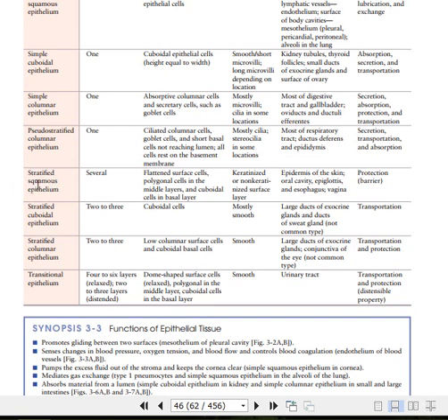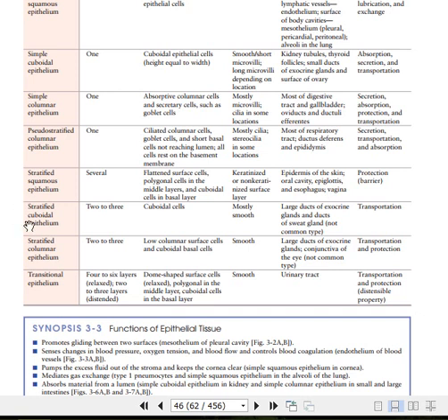Now, the next one is the stratified squamous epithelium. For stratified squamous epithelium, you may have keratinized or non-keratinized. When it is in the epidermis of the skin, it is usually keratinized, located at the palms and the soles of the feet and other tough parts of the skin. Non-keratinized is found mostly on mucous surfaces like the oral cavity, the epiglottis, the vagina, and the esophagus.